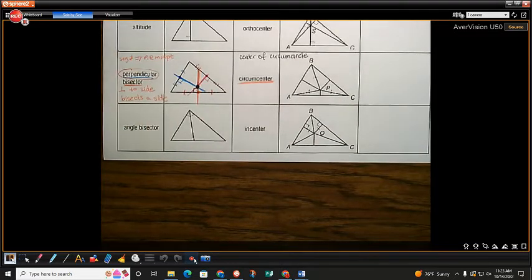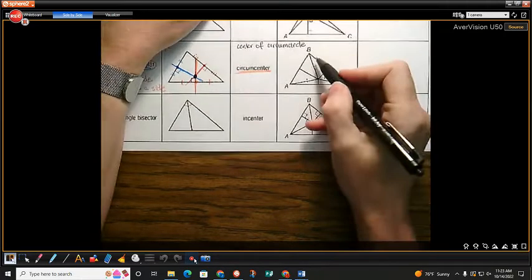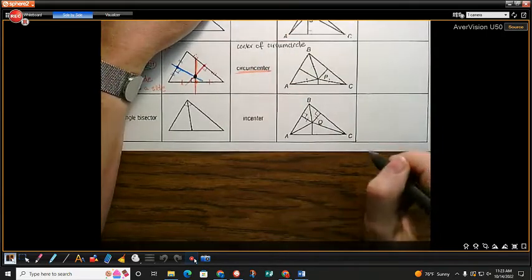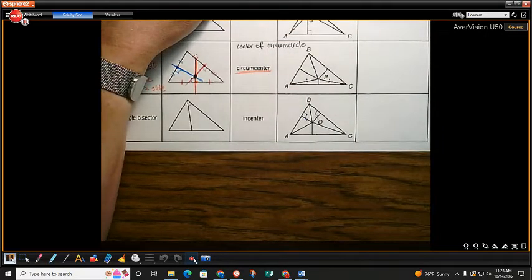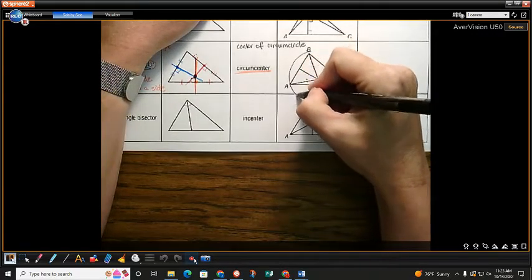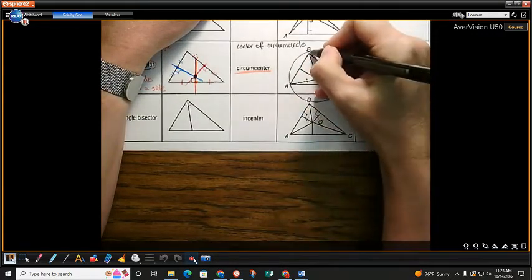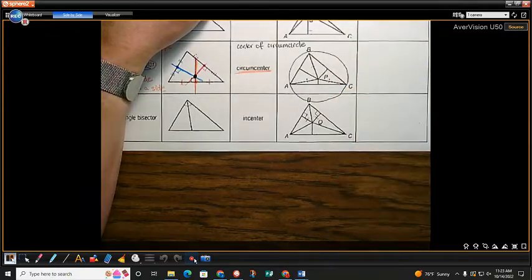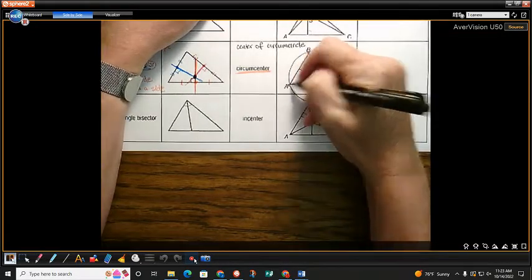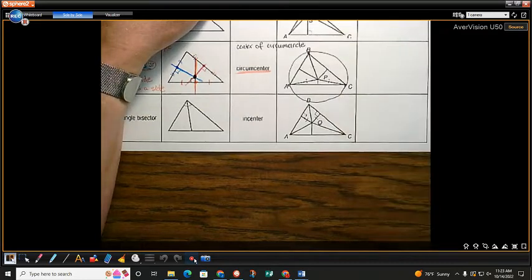Because circum means to go around, like to circumnavigate the globe, you go around the world, okay? And so the circumcircle is a circle that goes around the triangle and touches all three corners. Okay. I thought we were only doing triangles. Oh, but it turns out that triangles are related to circles. That's actually pretty cool.